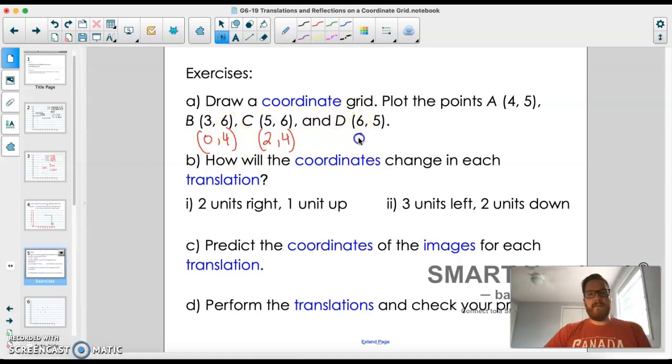3 units left, decrease. 2 units down, decrease. And over here, 3 units left, decrease. 2 units down, decrease. And that would be where my stuff ends up. And again, you can slide the points around on a coordinate grid. That's what I did over here.